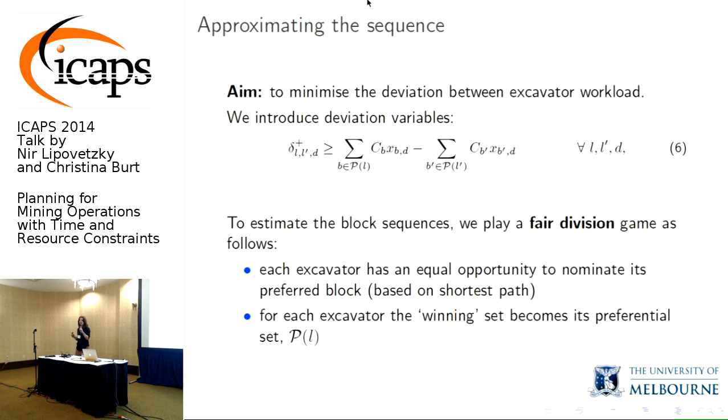Now remember that we don't actually have any variables relating to loaders in the first partition, so we need to estimate what this loader set PL will be. And we do this in a very simple way. We just create a fair division scheme. You can think of it as an auction, where each excavator has an equal opportunity to place a bid on a block that it would like to mine. And we choose the blocks based on the shortest path. If that block is available, the loader wins that block, and we continue on in this way until all of the blocks are allocated. It's a very simple approach, but very effective.